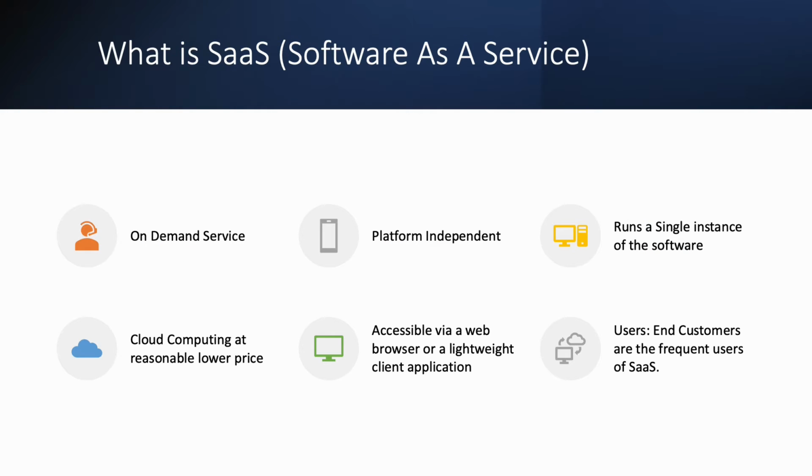So what is software as a service? It is an on-demand service that offers on-demand pay-per-use of application software to the users. It is platform independent. We do not need to install the software on our PCs, and it runs a single instance of the software. It is managed by a third-party vendor at reasonably low prices based on your requirement. It is accessible via a web browser or lightweight client applications. The most frequent users of software as a service are the end clients.